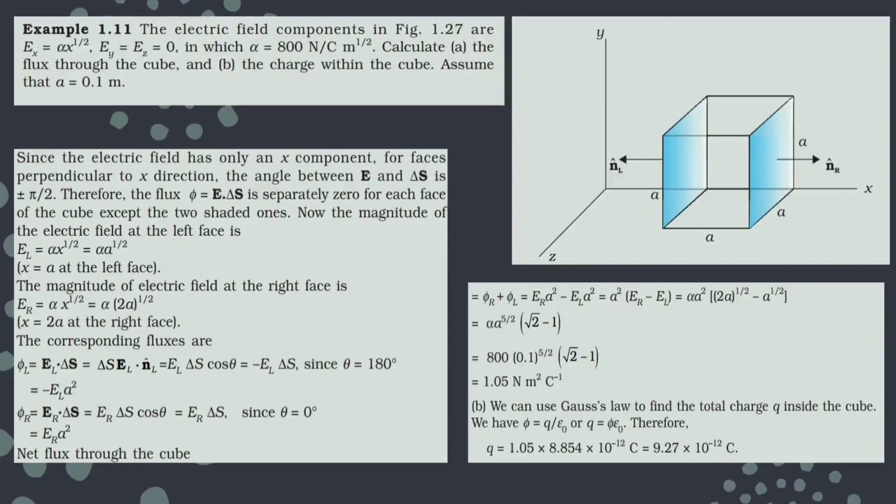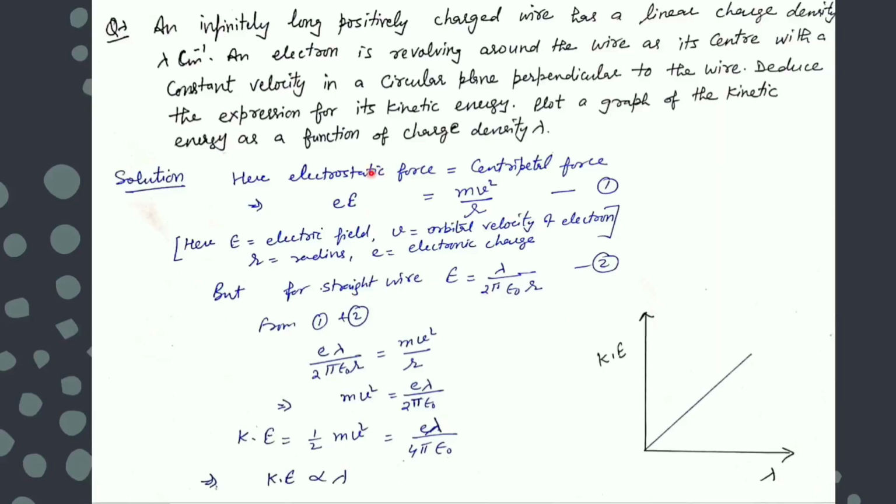Taking one more question with you, that is on the basis of the thin charged wire. If I am having an infinitely long positively charged wire which has a linear charge density lambda, coulomb per meter, this is the unit for lambda, because lambda is Q upon L. So it means coulomb per meter. This is given in the SI system only.